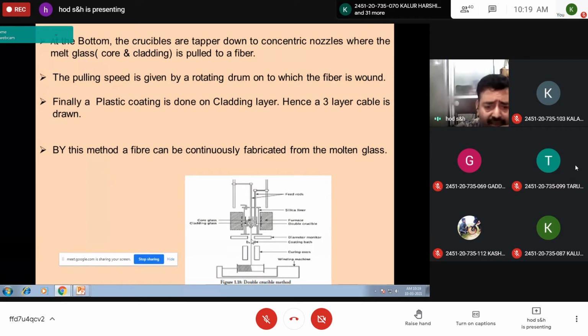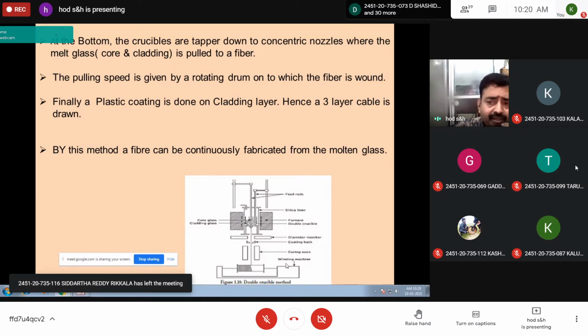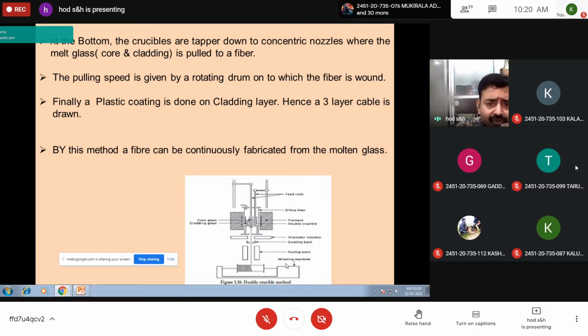Finally, another coating is done, a plastic coating, so that it gives strength and protection for the optical fiber. Finally, the optical fiber will be wound on the rotating drum. In this way, an optical fiber of desired length can be fabricated, for which the attenuation loss is less than 5 decibel per meter. So this is the construction and working of the double crucible method.